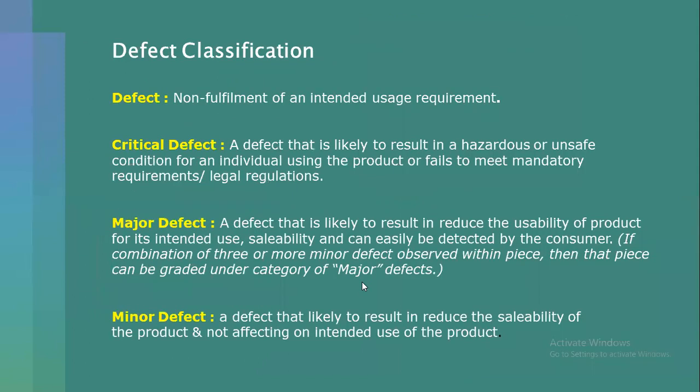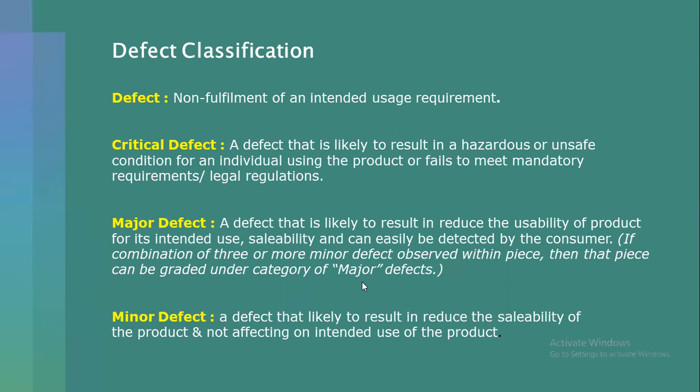Defect classification. As already discussed, defects are classified based on severity. What is a defect? A defect is non-fulfillment of an intended usage requirement. That is the definition of defect. So we have critical, major and minor defects. A critical defect is a hazardous or unsafe condition for an individual using that product. So those defects come under critical.